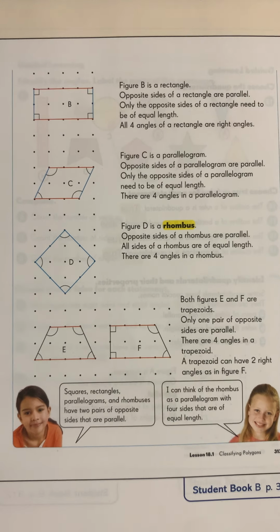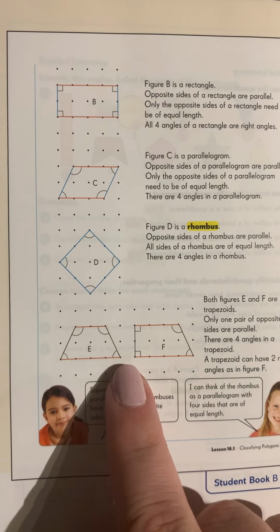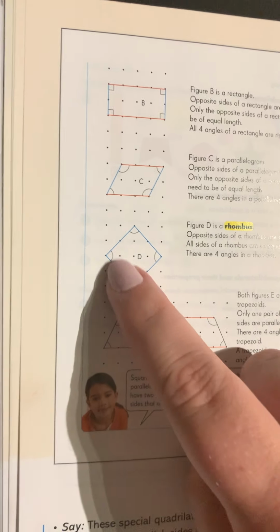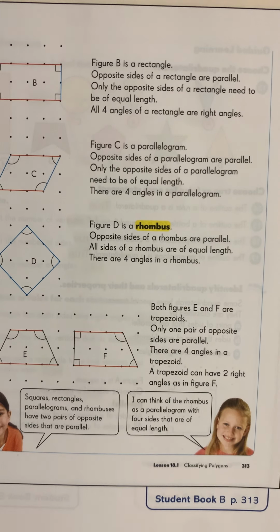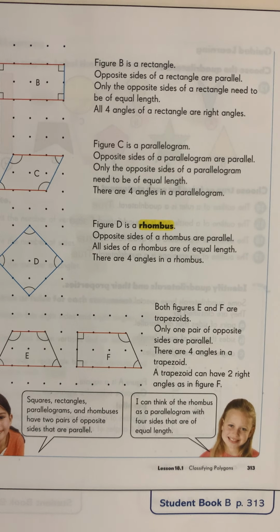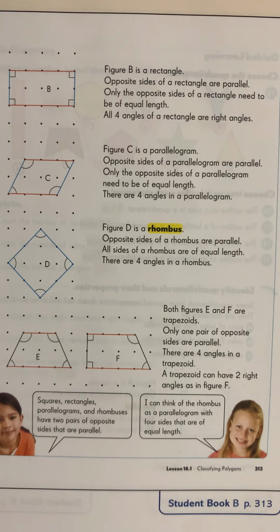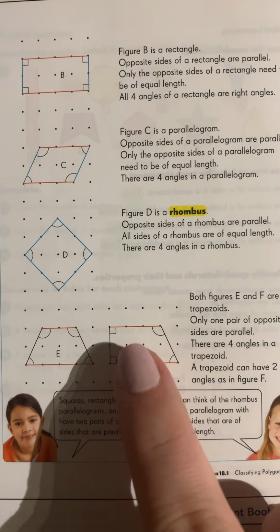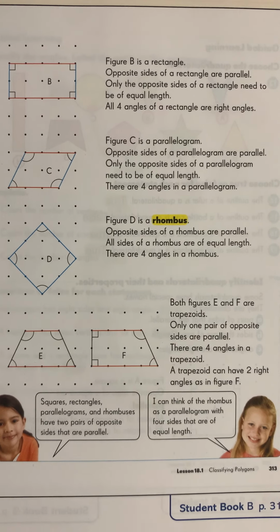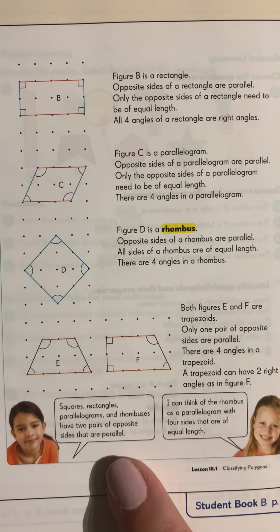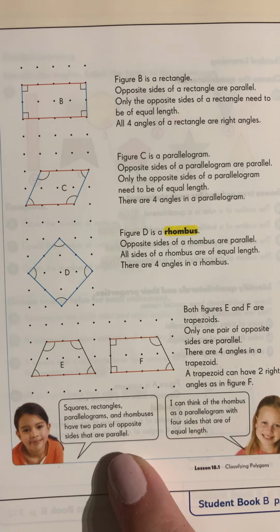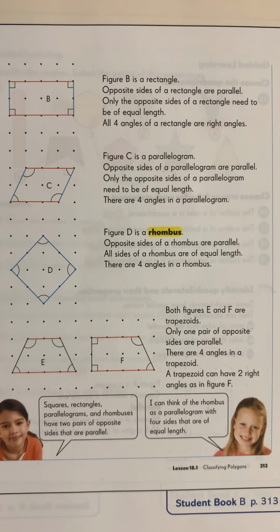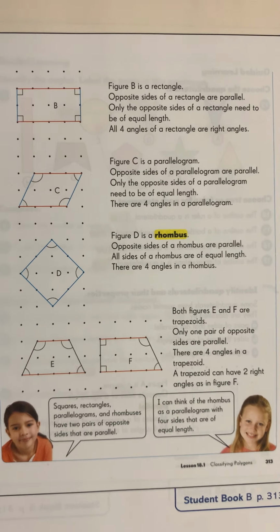They would be intersecting. And then take a look at this trapezoid. This side and this side are parallel, but look at these sides. They would meet. They would also intersect. So there are 4 angles in a trapezoid, and a trapezoid can have 2 right angles as in figure F. Squares, rectangles, parallelograms, and rhombuses have 2 pairs of opposite sides that are parallel. I can think of the rhombus as a parallelogram with 4 sides that are of equal length.